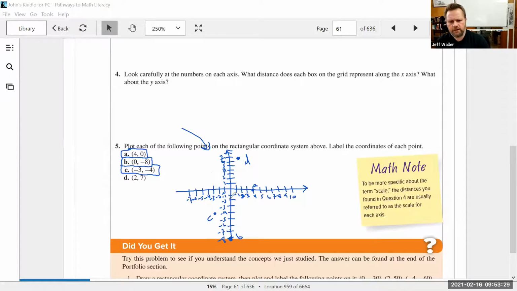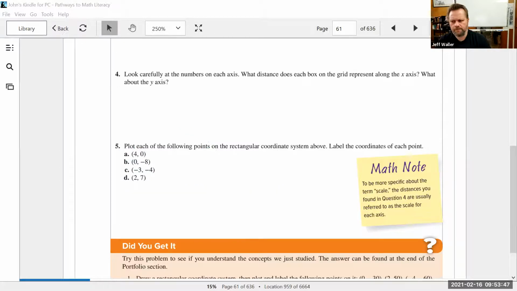Now you could have done a better scale than me. One kind of got jumbled. You could have gone by 2s, right? Make it a little less dense with tick marks. All right, let me clear this away.